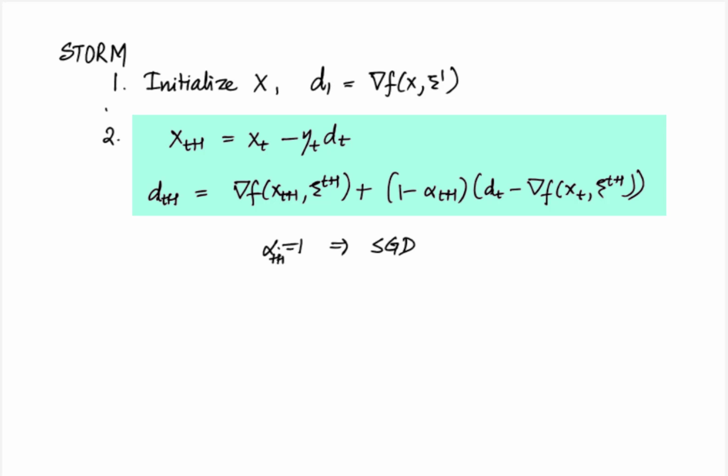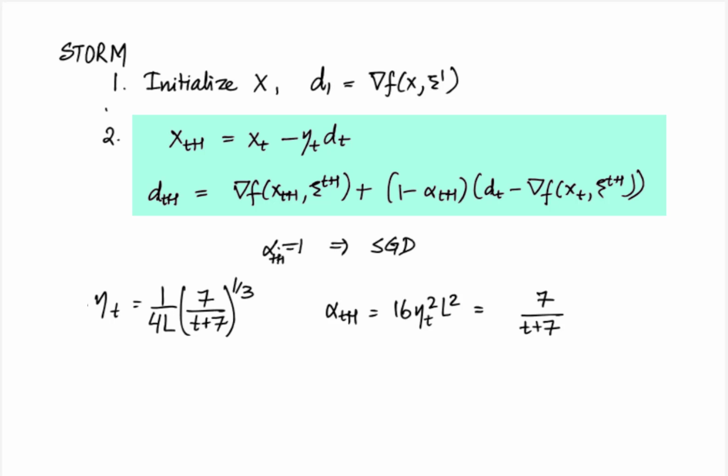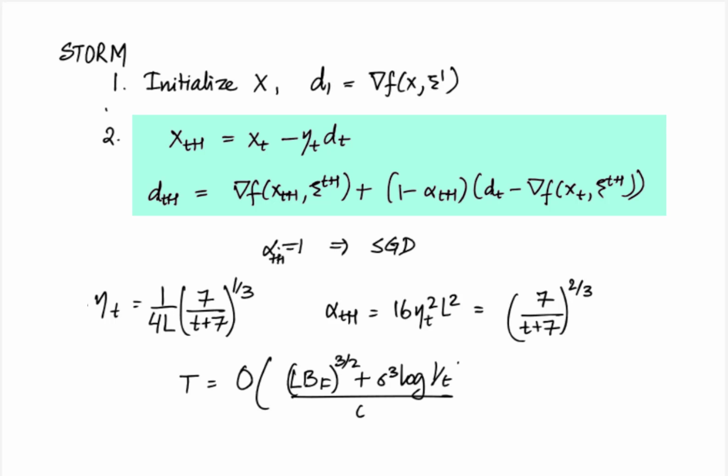However, when alpha is not equal to 1, and in fact we will choose alpha carefully to get the required rate. We will consider the following choice, which is that eta t equals 1 over 4L times the cube root of 7 by t plus 7, and alpha t plus 1 equals 16 eta t square L square, equal to 7 by t plus 7 raised to the power 2 by 3. And for this choice, the result is that the oracle complexity is given by order of L times the bracket F raised to the power 3 by 2 plus sigma cube log of 1 over epsilon, divided by epsilon cube.